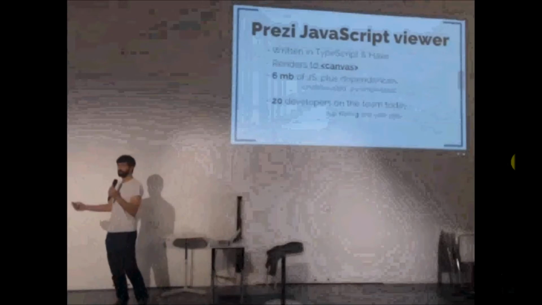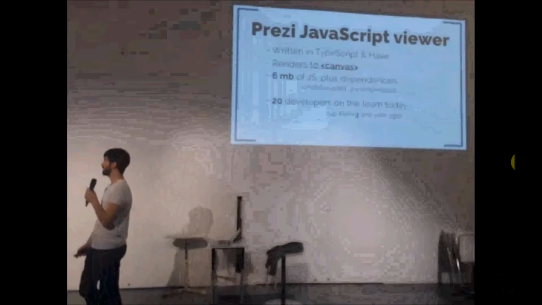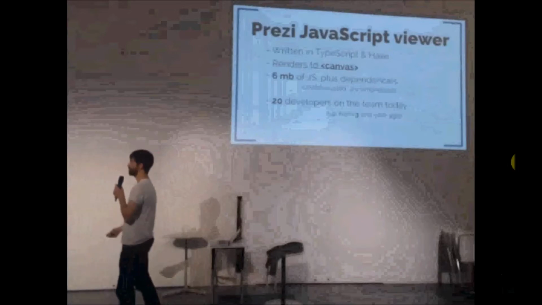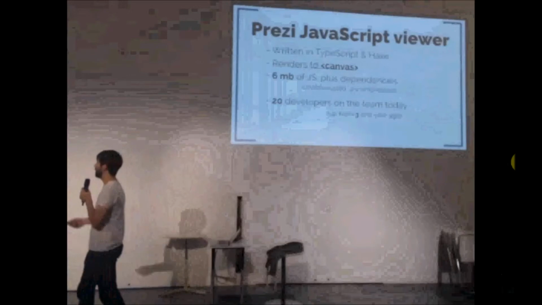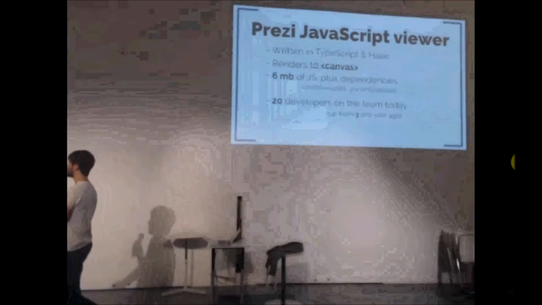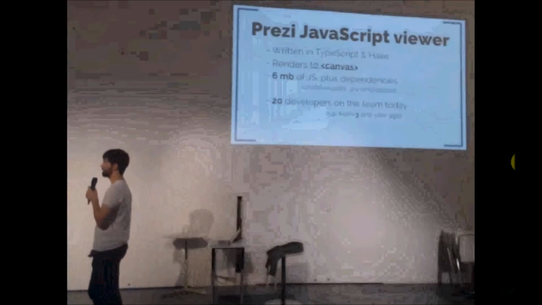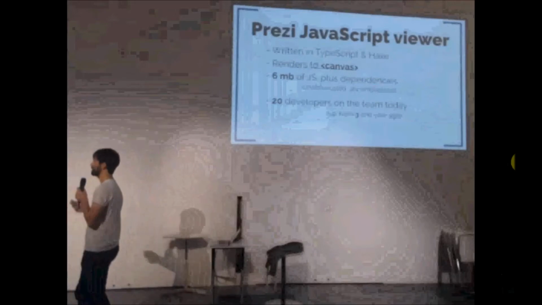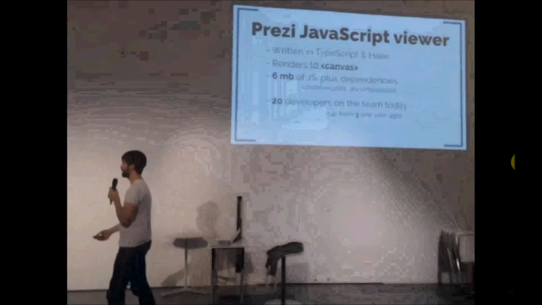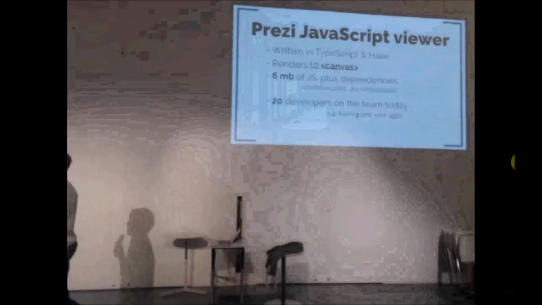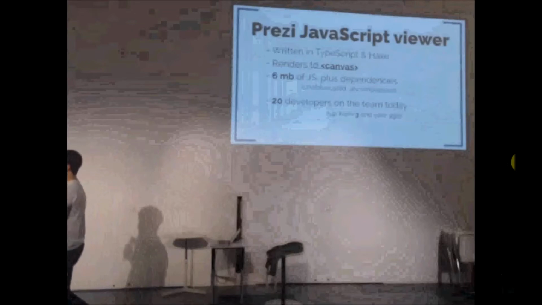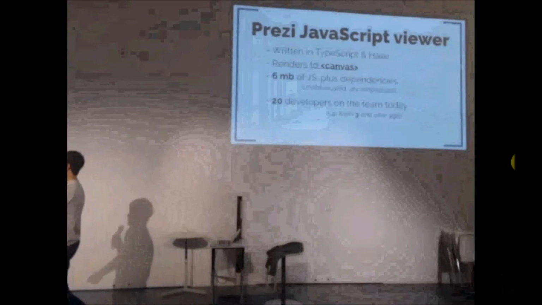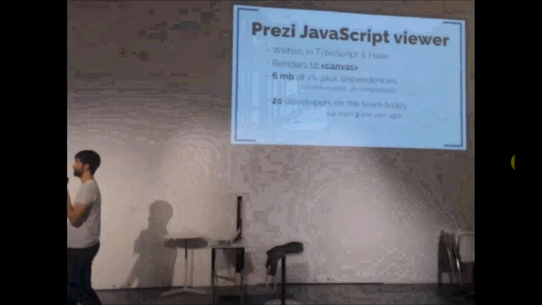So this is the JavaScript viewer. It's a really big JavaScript application. It's written in TypeScript and Haxe. Both of those languages compile to JavaScript. We render the whole Prezi to canvas, and it's a really big, complicated application. 6 megabytes of JavaScript, plus the dependencies that we didn't write ourselves. There's 20 developers on the team today, and a year ago when we started this implementation, it was only 3 developers.